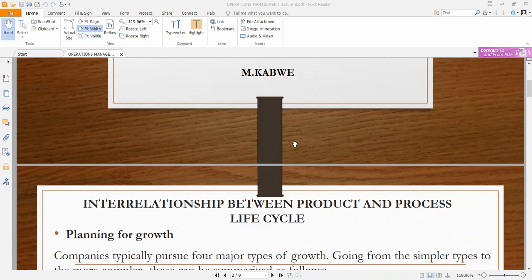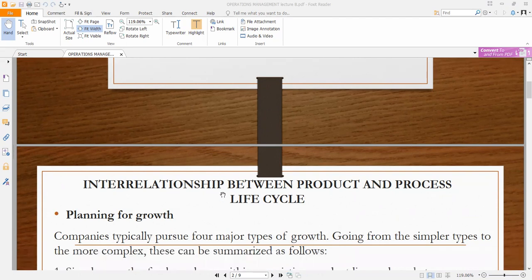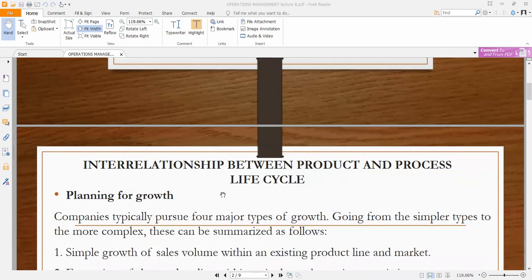In our previous lecture, we were able to look at what the process life cycle is, and since the time we started, we've actually looked at some important concepts on what a product is, and steps you can undergo as you develop the product. Today, we're going to begin on the point of planning for growth.